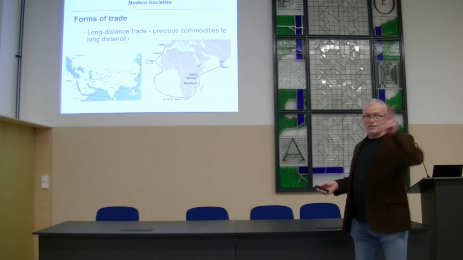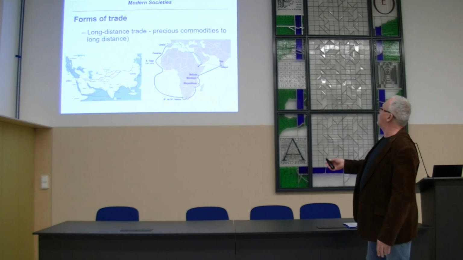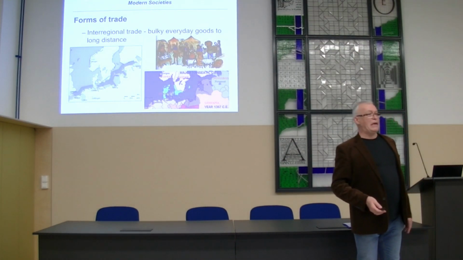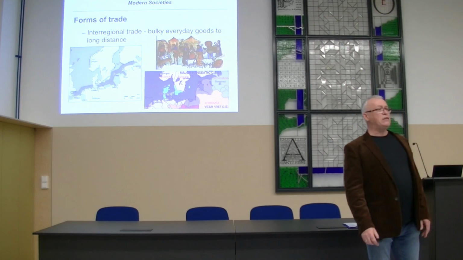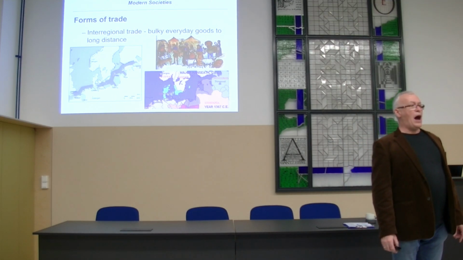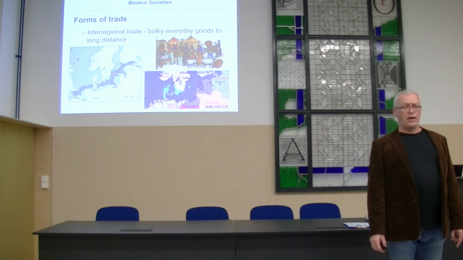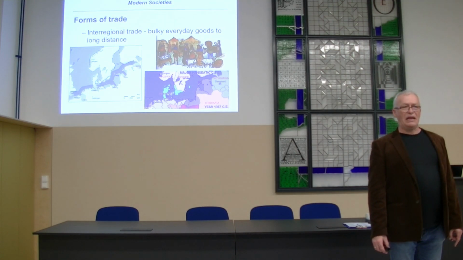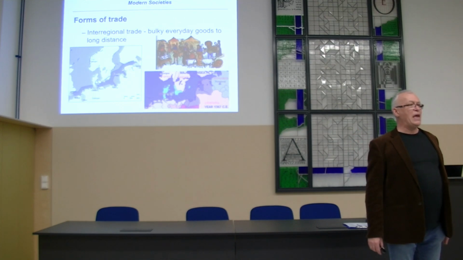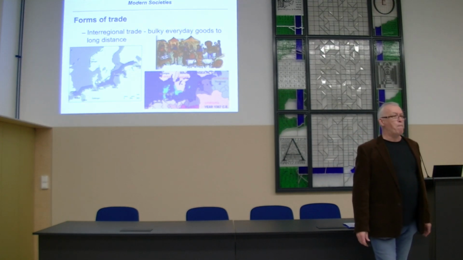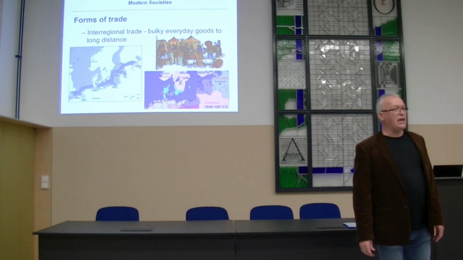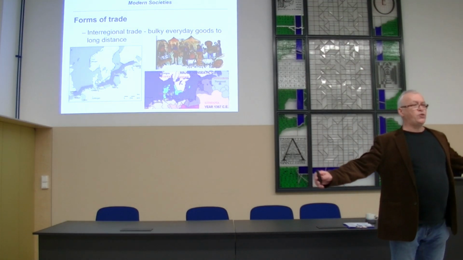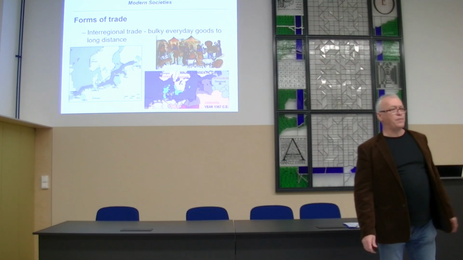Okay, long distance. This is the second one, if you are able to follow. And the last one is interregional trade. The first interregional trade was organized between the Baltic area and the Low Countries and the southern part of England. This is the interregional trade. Interregional trade means bulky everyday goods for long distance. Which were the crucial products?